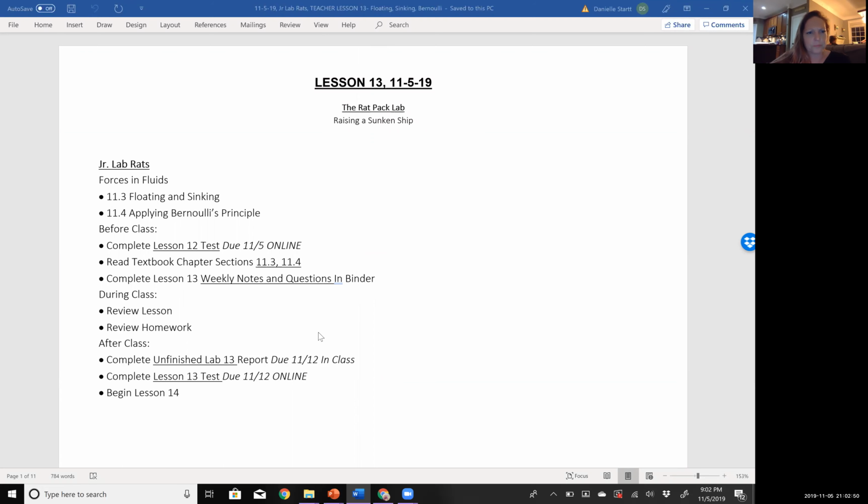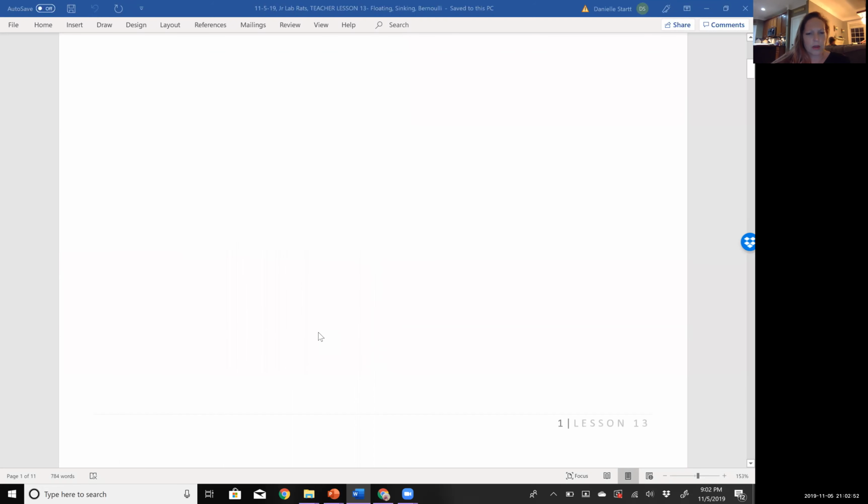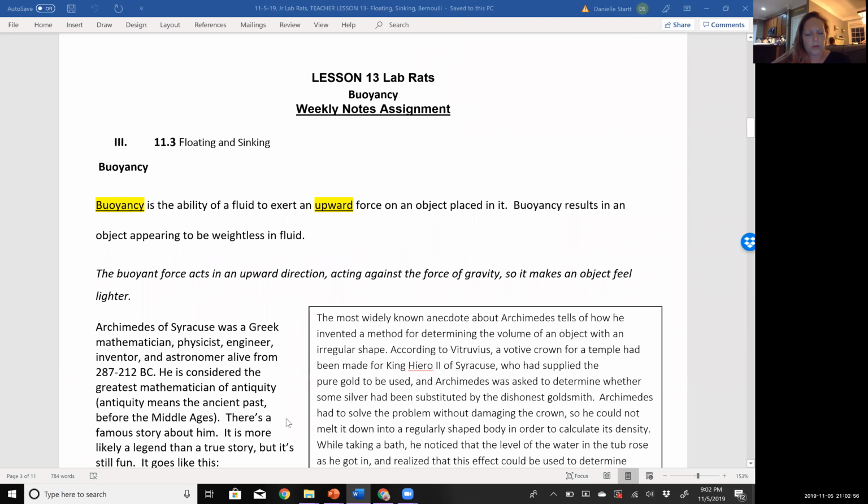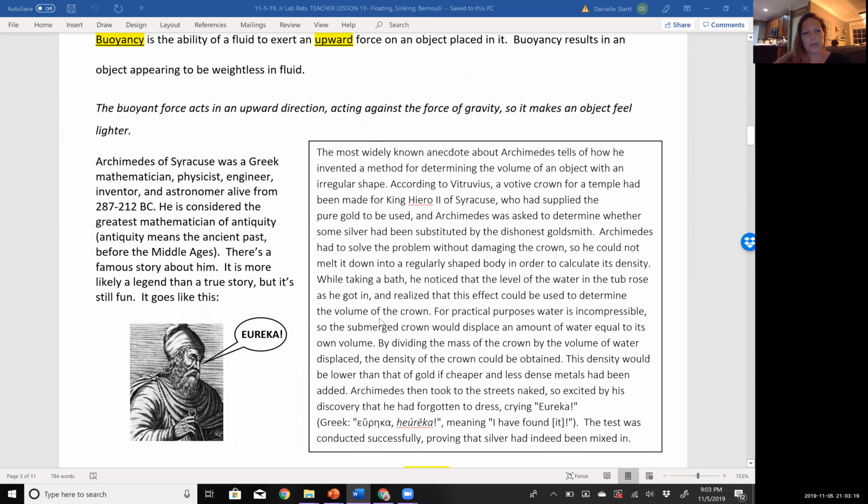All right, so we were doing forces and fluids today. We will start right here at the first page of notes, and you can make sure that you've filled in the blanks correctly. So with buoyancy, buoyancy is the ability of a fluid to exert an upward force on an object placed in it. Buoyancy results in an object appearing to be weightless in fluid. Appearing, still has weight. Buoyant force acts in an upward direction, acting against the force of gravity, so it makes an object feel lighter. Right? Doesn't mean it is lighter.